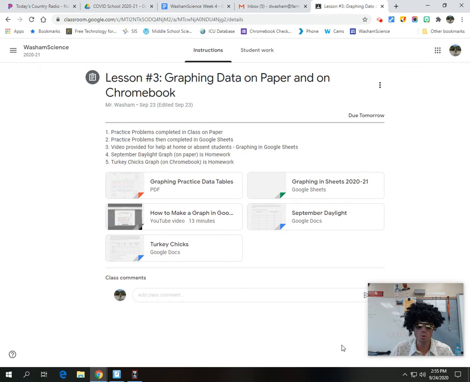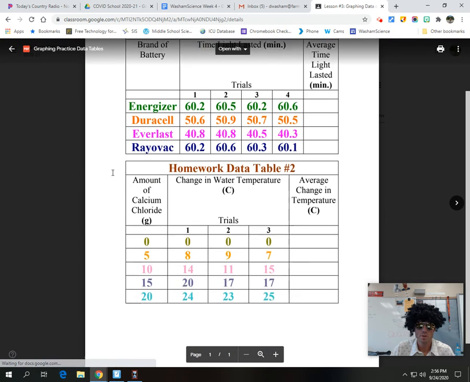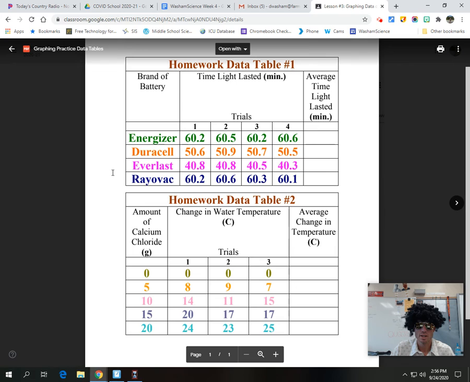This week we did some groovy graphing for lesson 3, baby, yeah. And you can find that in Google Classroom under lesson 3. And you can see that we did the following graph practice. First, we took notes. Your notes are posted there, and you can use your notes to help you complete these two data tables and make them into a graph.